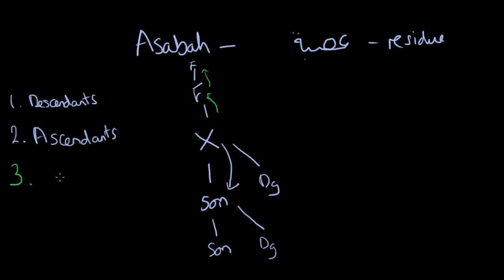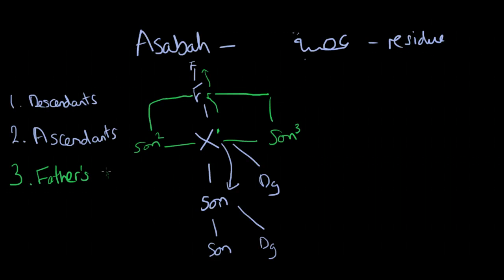Third level is the father's descendants. So as well as X would be one of the children, and the father would have perhaps other sons, brother of X. So it may have 3 sons in total. Son 1 would be X, son 2 is another son of the father, and son 3. So the third level of Asaba are the father's sons, X's brothers. So third level, father's descendants. And again, it's not only the son, X's brother, but also X's brother's son, and so on and so forth down the line.